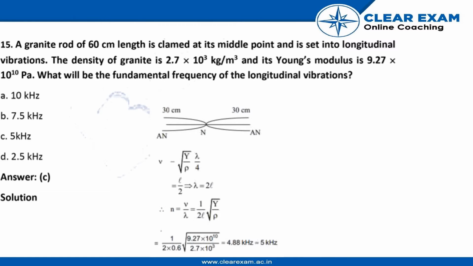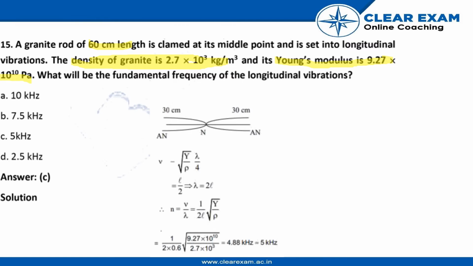So we'll mark the important values here. That is the length of the rod, density of the granite, right, and the Young's modulus. We have only three values given to us, that is L, rho, and Y.